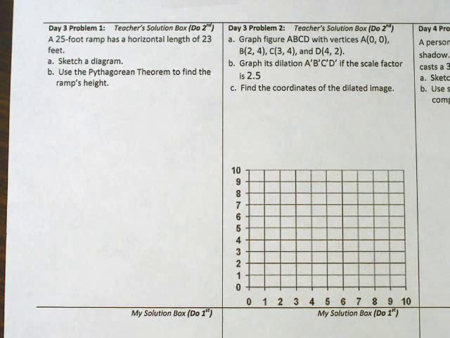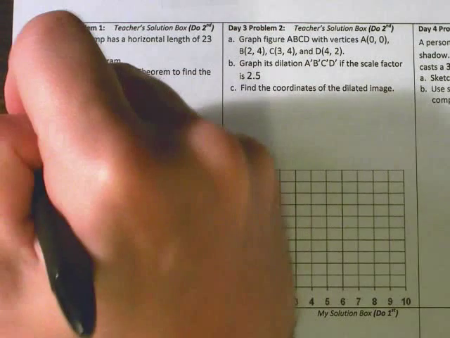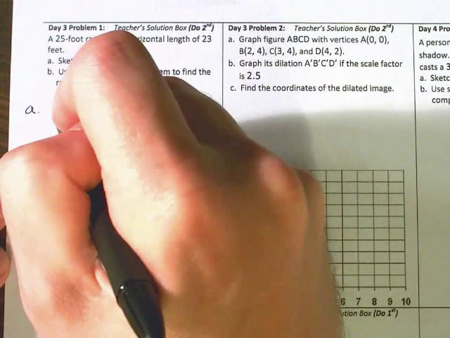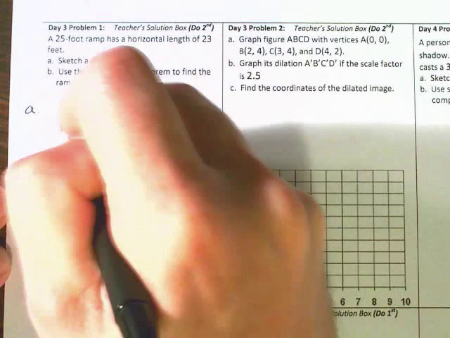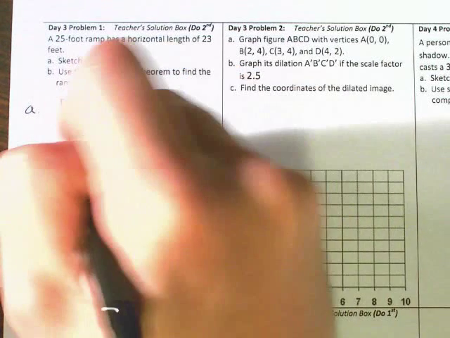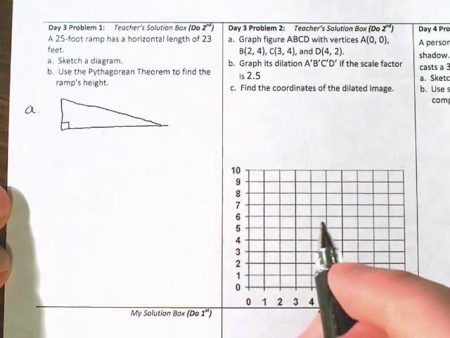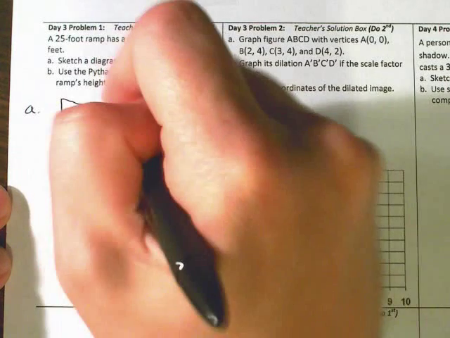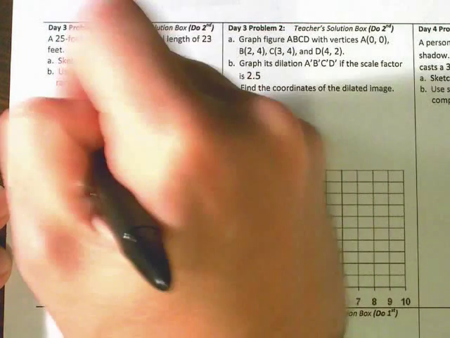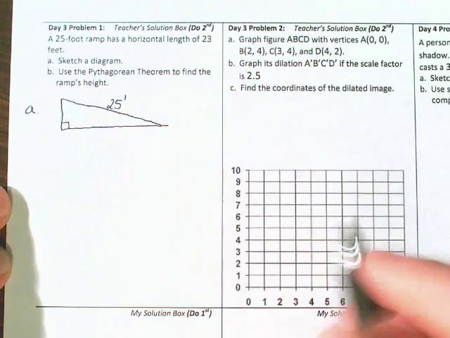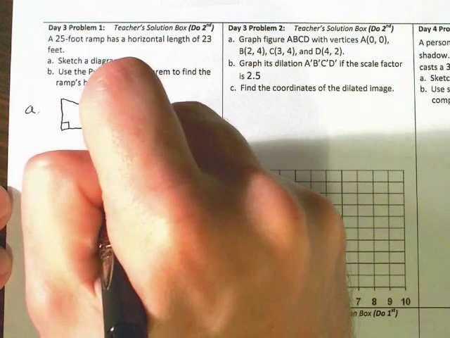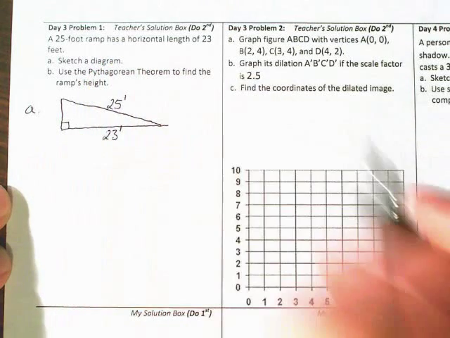Day 3, Problem 1. A 25-foot ramp has a horizontal length of 23 feet. Part A, sketch a diagram. So I'm going to draw a right triangle to be this ramp. We're told that it is a 25-foot ramp, so it is the surface of the ramp, or the diagonal side of the triangle, that gets labeled 25 feet, and that the horizontal length is 23 feet.